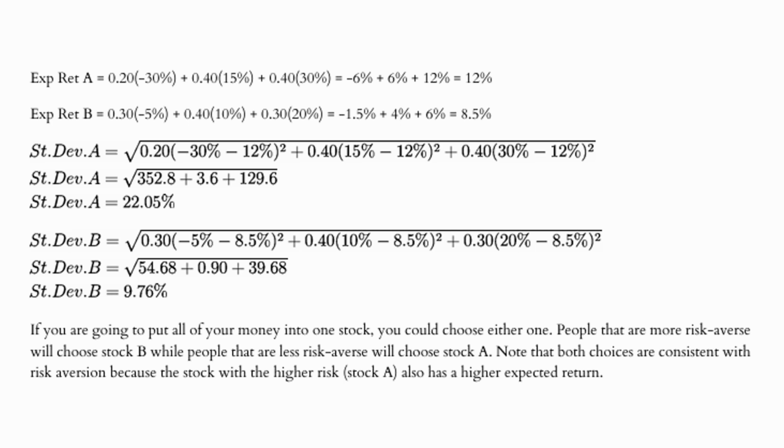Expected return of A is 12%, expected return of B is 8.5%, standard deviation of A is 22.05%, and standard deviation of B is 9.76%. You could pick either one. People that are more risk averse will choose B. Both choices are consistent with risk aversion because the stock with higher risk, stock A, also has a higher return.